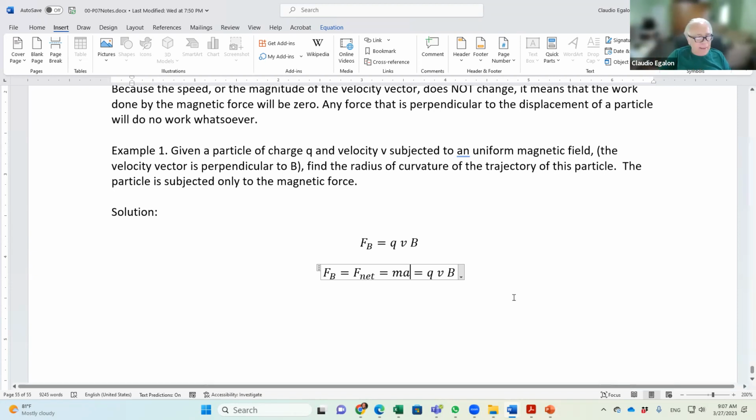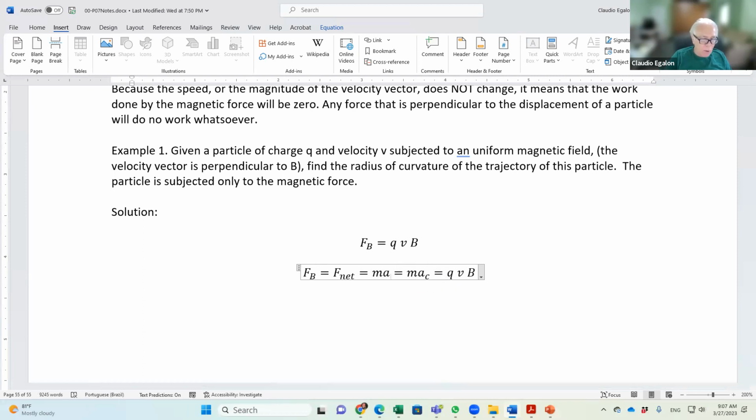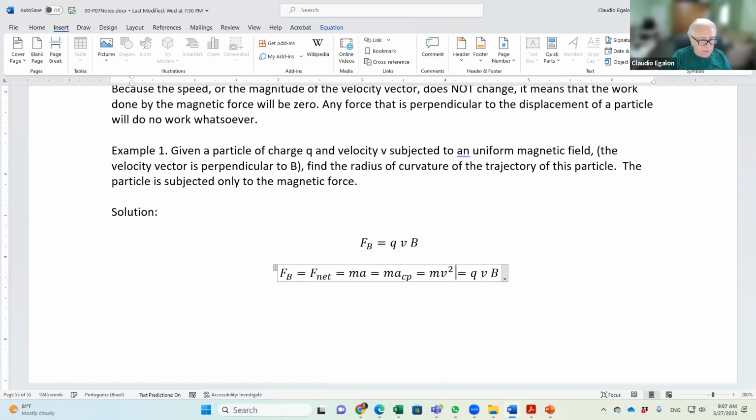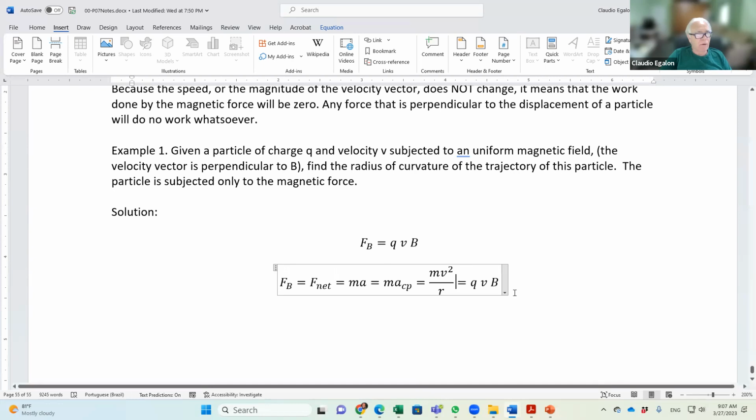And despite that, Newton's law of motion still holds at the microscopic level. Now that we have ma, and we also know that the particle is undergoing uniform circular motion, we can recognize that this acceleration is going to be the centripetal acceleration. The centripetal acceleration can also be written in terms of the velocity squared divided by the radius of curvature. That's how you solve this problem.